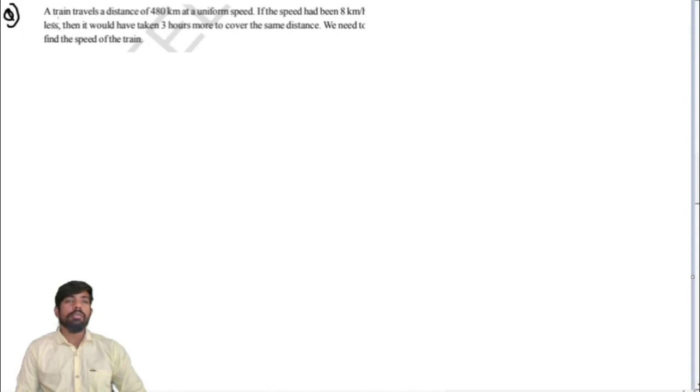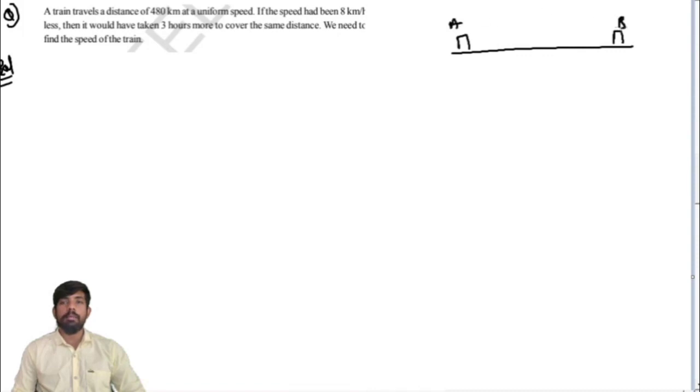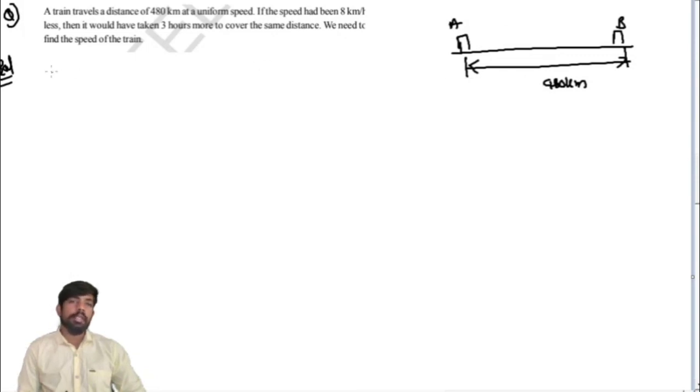In this question also we need to frame just a quadratic equation. No need of further solving. A train travels a distance of 480 kilometers at a uniform speed. Let us say this is point A and this is point B. In general, a train travels and covers a distance of 480 kilometers at uniform speed. If the speed is increased, it reaches earlier. Let x be the speed of the train.